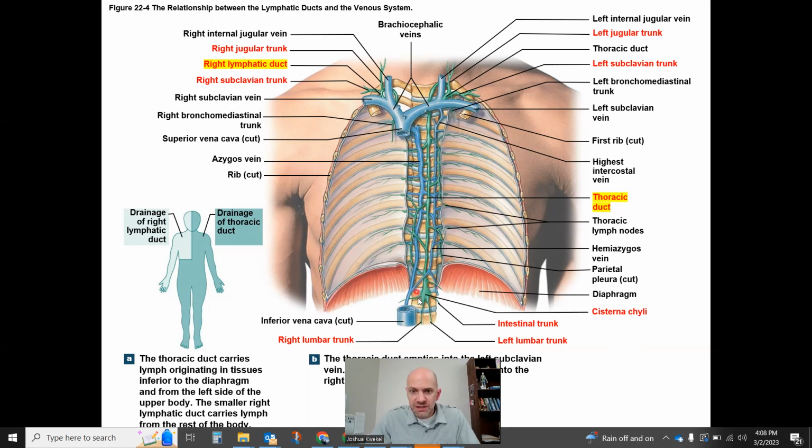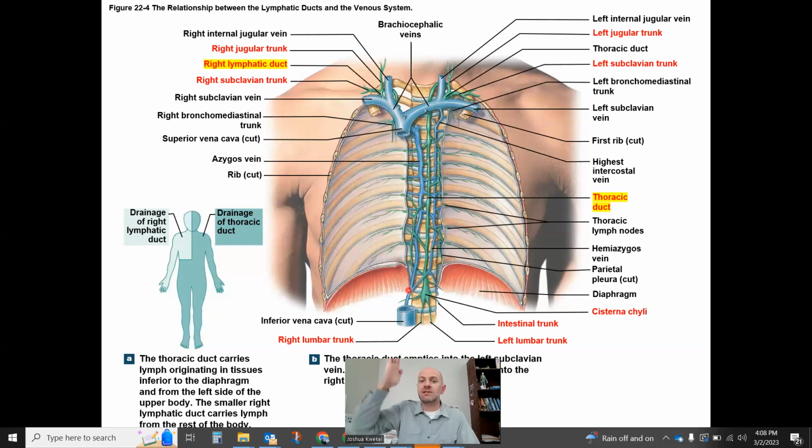At the very bottom, you see this enlargement. It's called the cisterna chyli. Okay, there's an enlargement at the inferior end of the thoracic duct called the cisterna chyli. And into it, think of that as the dumping point for the right leg, the left leg, and the intestines. Okay, the right leg, the left leg, and the intestines are dumping their lymph into the cisterna chyli.